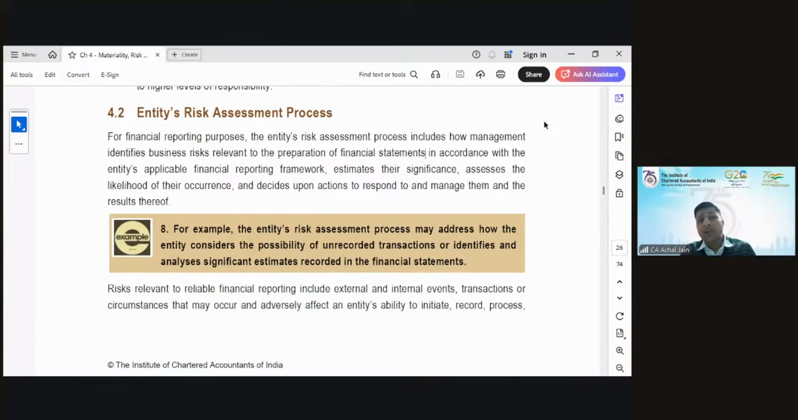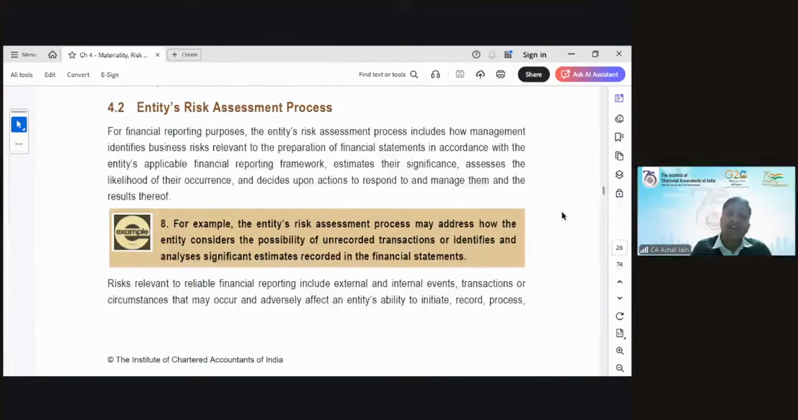So now it's important to understand that if, as a management, you are not able to identify what could go wrong, will you be able to put the control in place? Answer is no. You'll not be able to do that. Yes or no? So that's why what is important? Risk assessment is important.